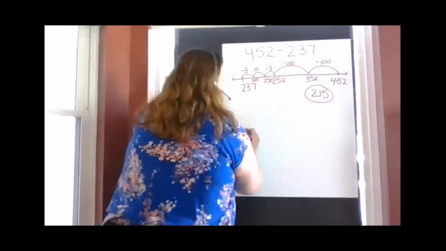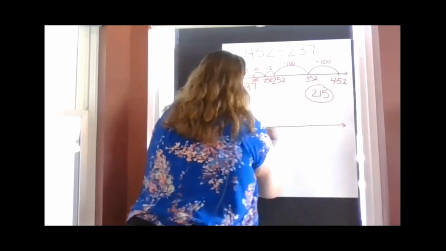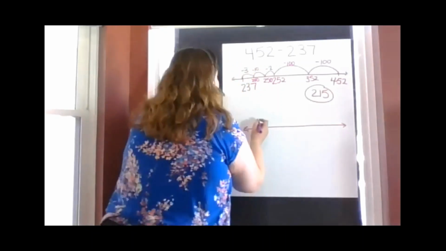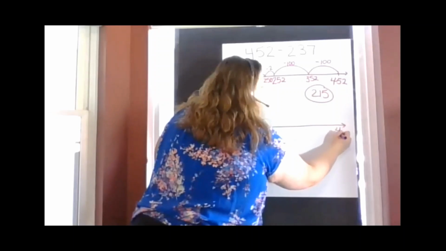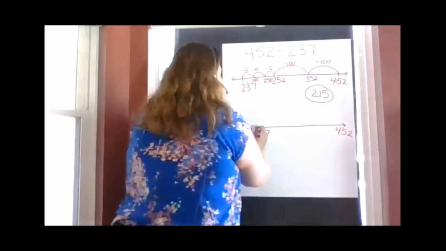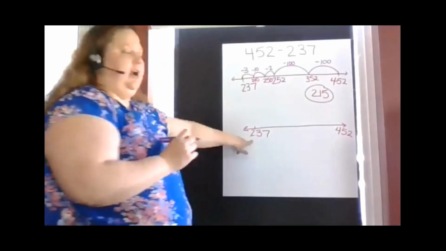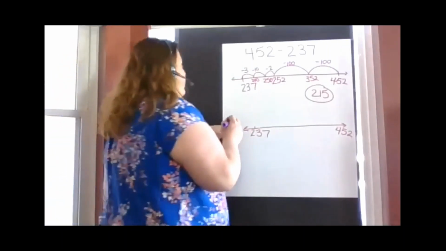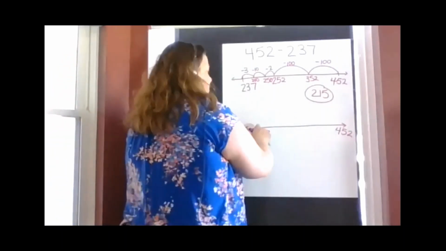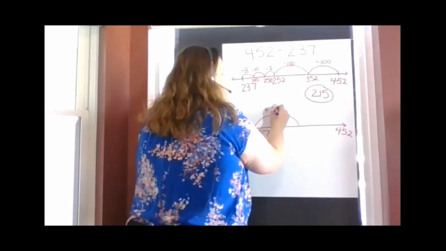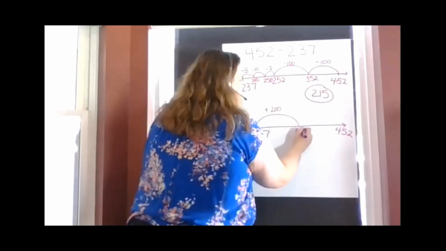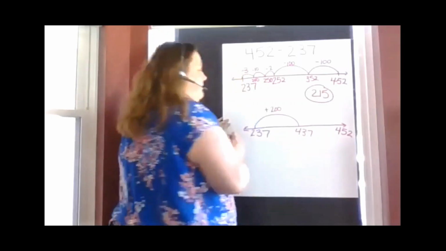Now, if I wanted to think about jumping up to count up, I'm still starting now. I'm going to start at the 237. And, geez, I know that 237 plus 200 is 437.